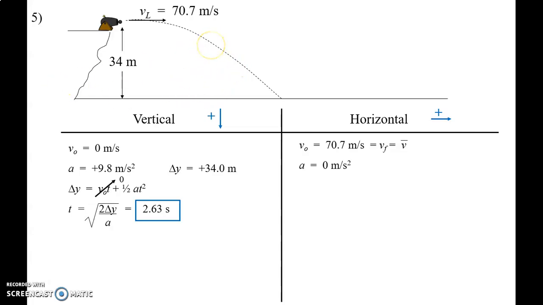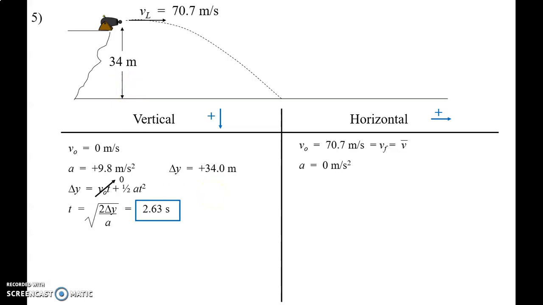And so this is the whole independence of motion idea, that the time to fall straight down is also the time to follow the parabolic trajectory, because the horizontal motion does not affect the vertical motion. And so yes, this 2.63 seconds is the time for it to hit the ground, even though it follows this parabolic trajectory, not falling straight down. All right, on to letter C.